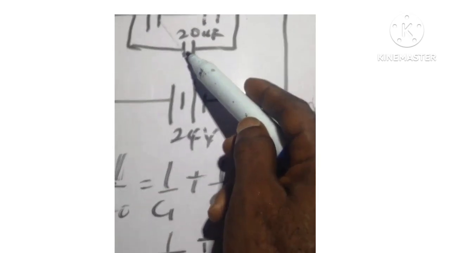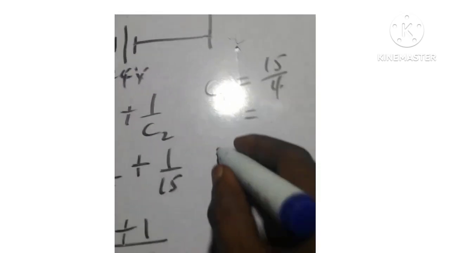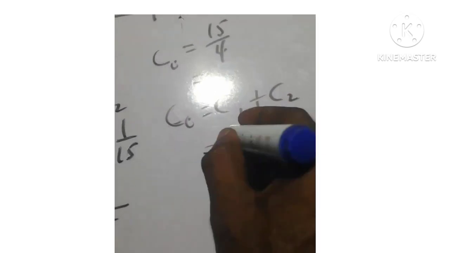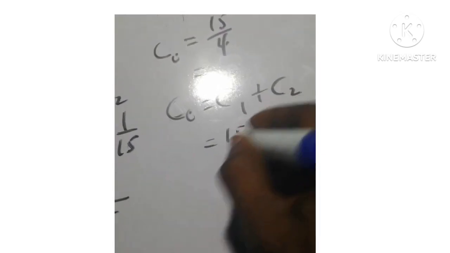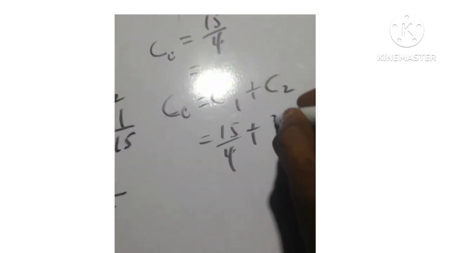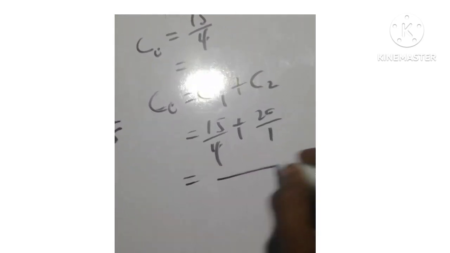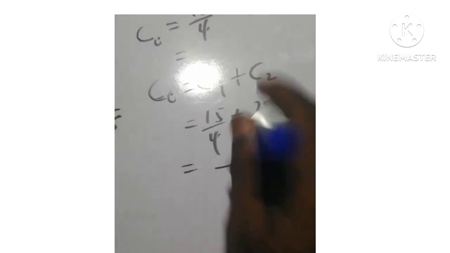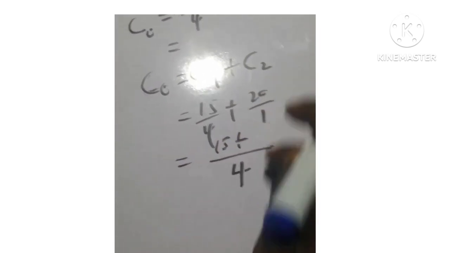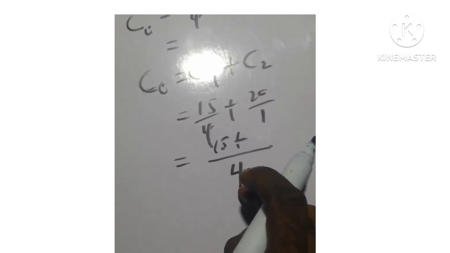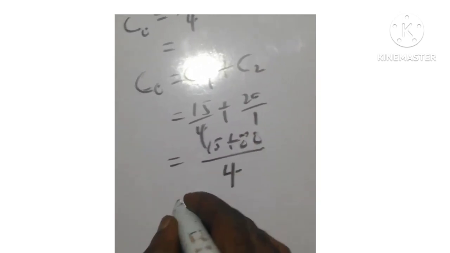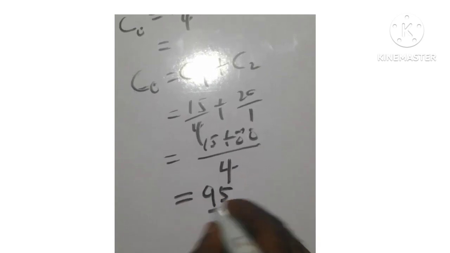Now, for me to get the rest, this particular 20 is in parallel. Parallel means I will add it. So the parallel connection becomes C0 equals C1 plus C2. And your C1 is this 15 over 4, plus C2 is the 20, over 1. Now the LCM is 4. 4 into 4 is 1, 1 times 15 is 15. Plus 4 into 20, 1 into 4 is 4, 4 times 20 will give us 80. 15 plus 80 will give us 95 over 4.